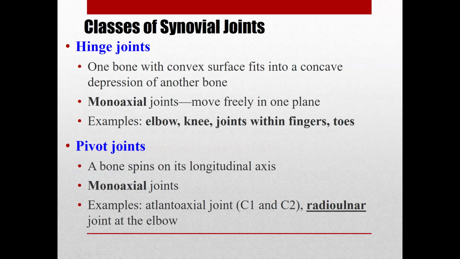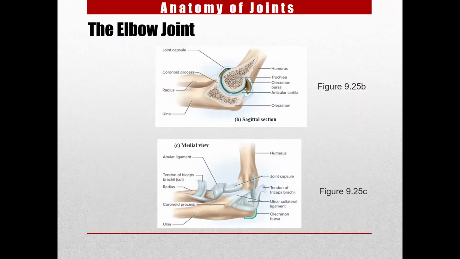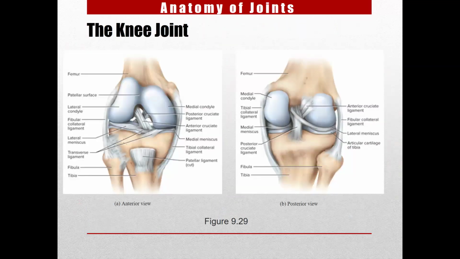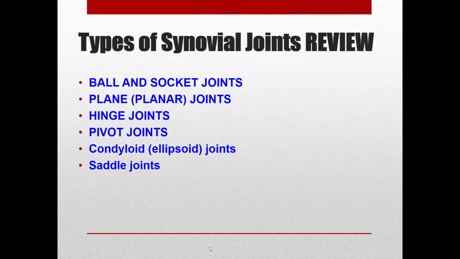And where were all those special features? All the bursae, the menisci, the tendon sheaths, all that stuff, the labrum, where were they all part of? All part of synovial joints. They have to be because they all have movement. Okay. This is just a review. Notice which ones are in caps, which means you should definitely focus on those.